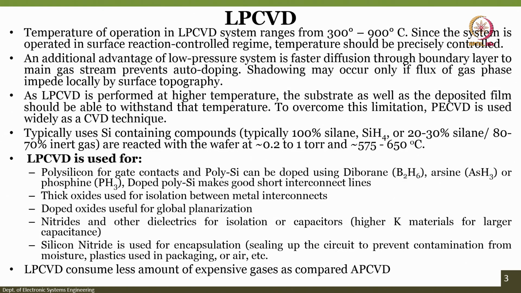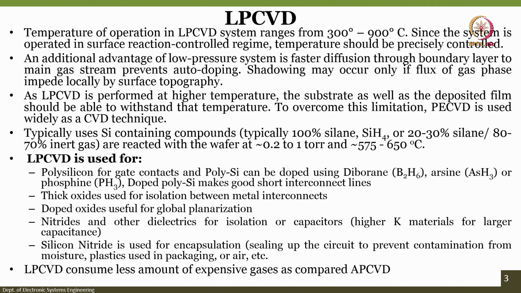Since the system is operated in the surface reaction control regime, temperature should be precisely controlled. This is a very important statement: if you say that we have LPCVD at 900, that means it should be within a very small margin of error. Okay. So, you cannot have 900 when the temperature should be 700, because everything depends on the temperature, and the reaction occurs on the surface.